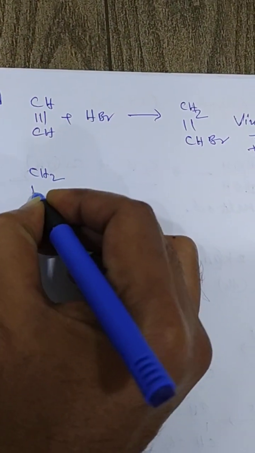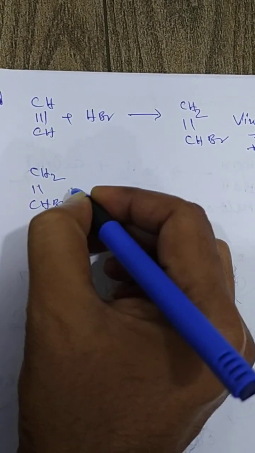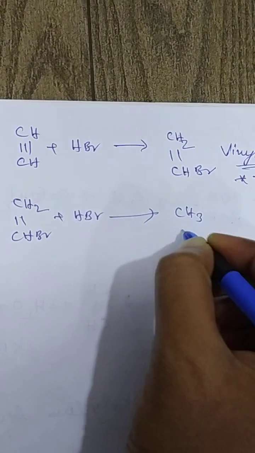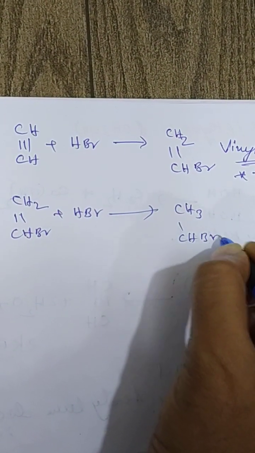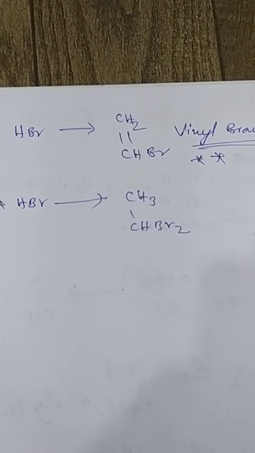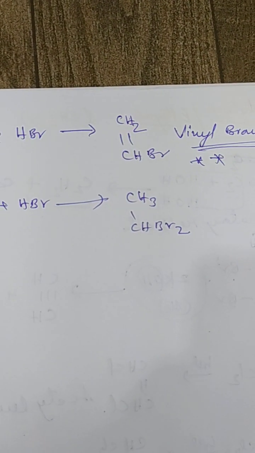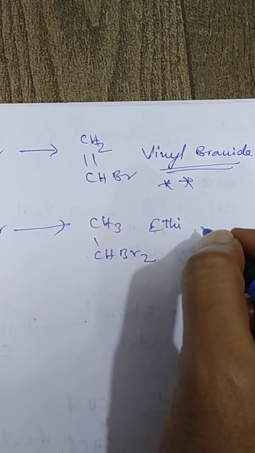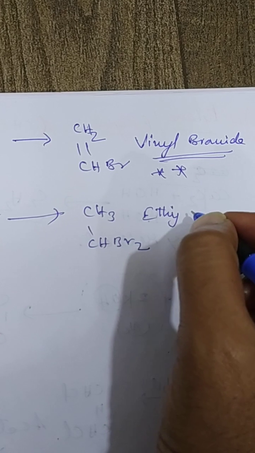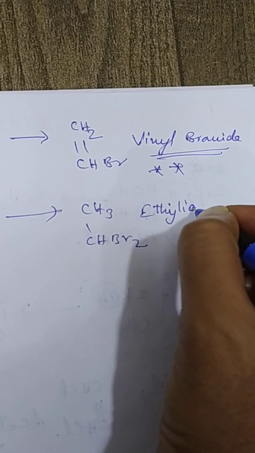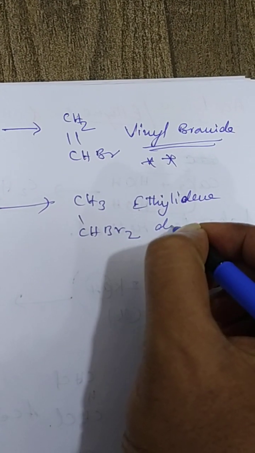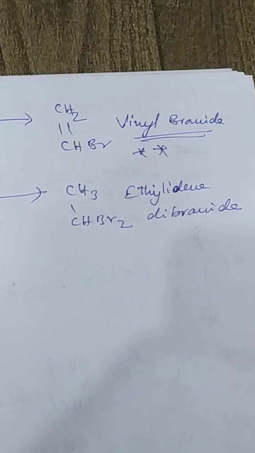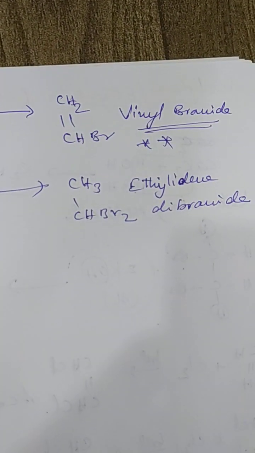This vinyl bromide will not stay here. It will react again to give CH3 CHBr2. This is called ethylene dibromide. The name is very important. Ethylene dibromide.